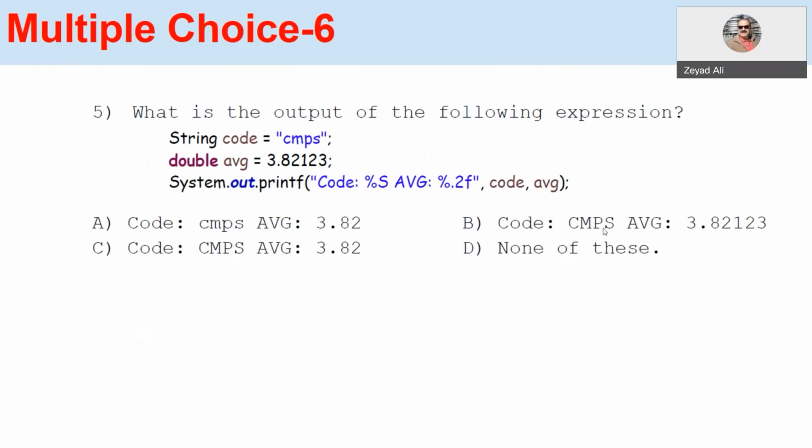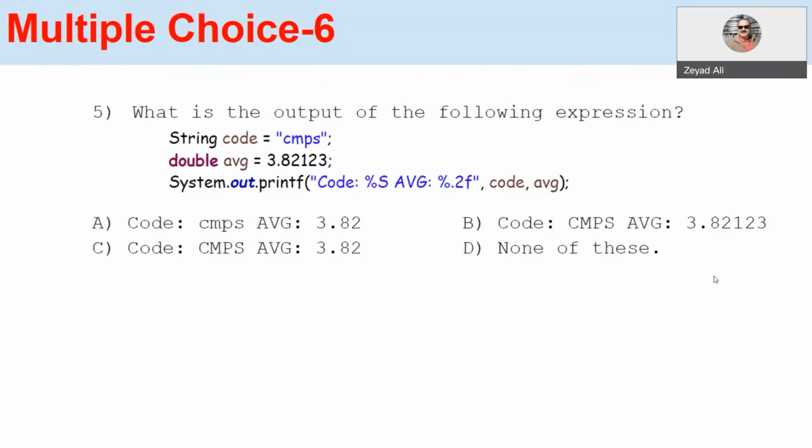What is the output of the following expression? It's a simple one. Go ahead, look at it and try to answer the question. You have a string and a double. Look at the format and see. Is it going to be A or B or C or none of them?